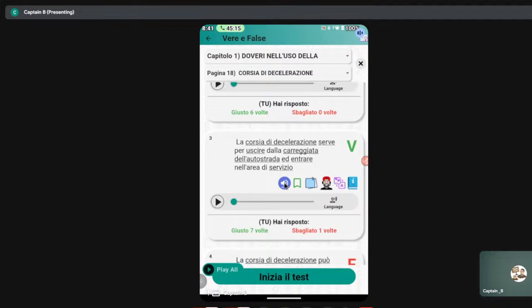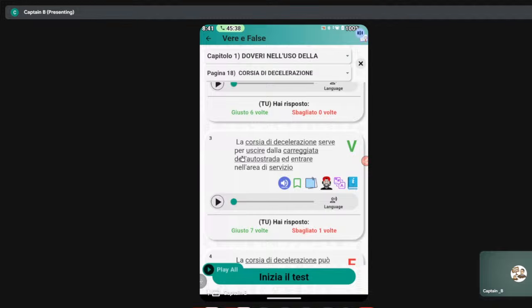The previous one said that we are coming from the area di servizio to enter the autostrada, right? Meaning we are coming from a busy area to enter the autostrada. Now, this one said that with decelerazione, we are exiting the autostrada to enter the service area, meaning a busy area.